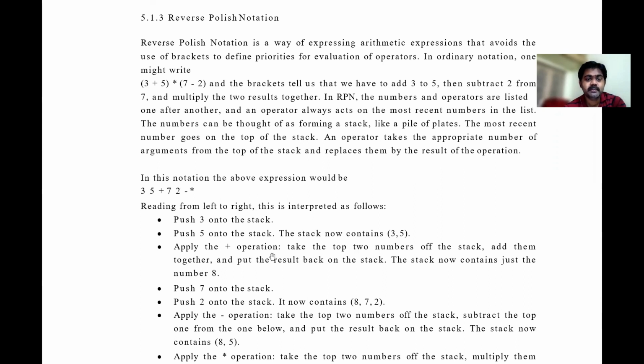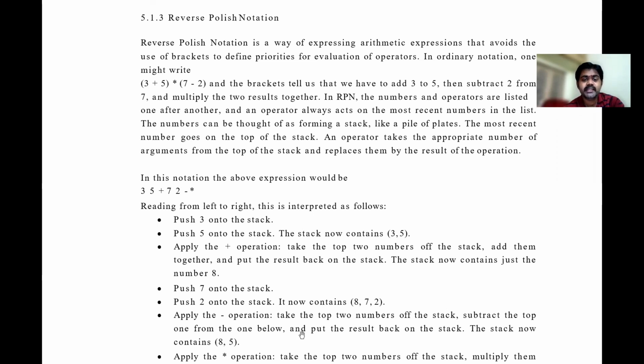Now we got the plus operation, which takes the two numbers off the stack and adds them together. So whenever plus is encountered, we pop out 3 and 5 from the stack. Next push 7 onto the stack, next push 2 onto the stack. Now the stack contains 8, 7, 2. So what is 8 here? We already added 3 and 5, right? So 3 plus 5 is 8, and then we pushed 7 and 2.